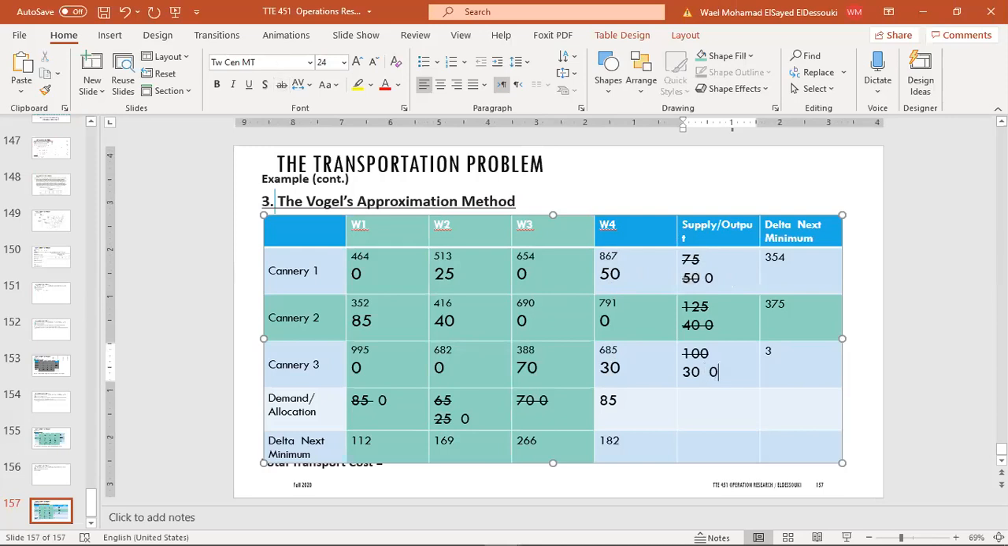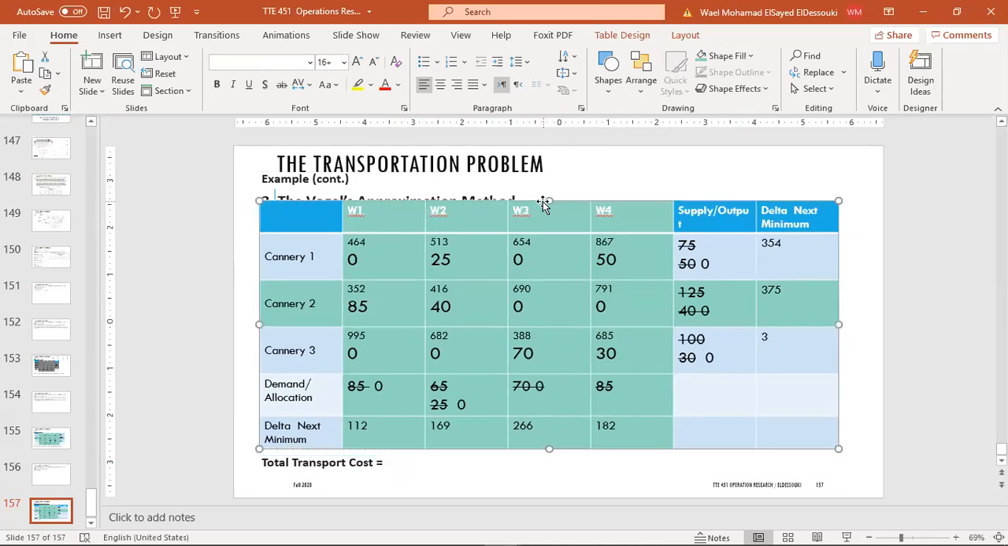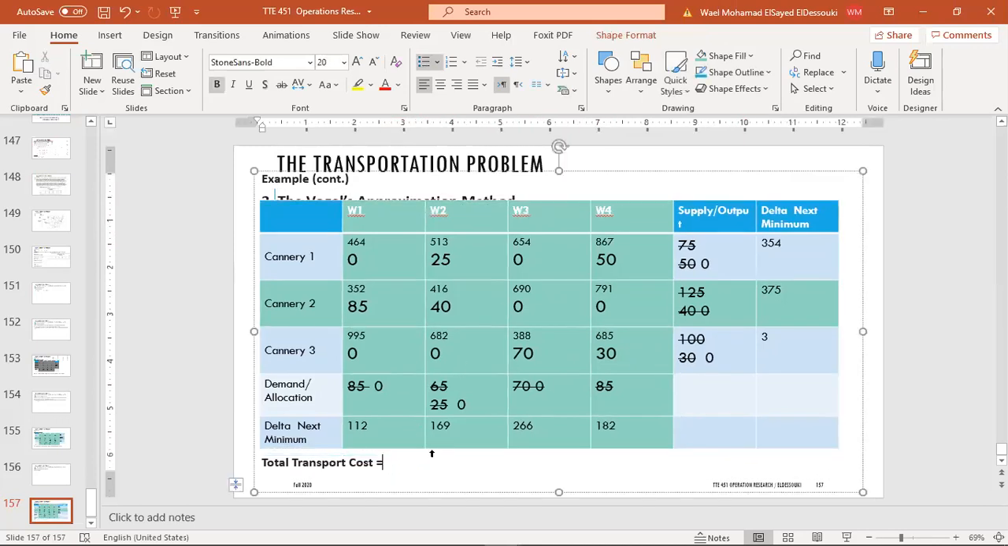This one becomes 0. And this one is just fulfilled. So this one is already done. Now, let's calculate the cost. Let me just drag this one up.